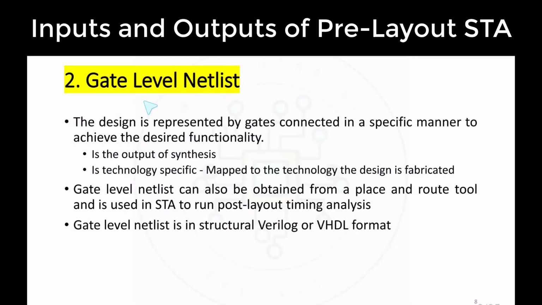Coming to the second input, that is the gate level netlist. The design is represented by gates connected in a specific manner to achieve the desired functionality. This gate level netlist is the output of synthesis and is technology specific. Mapped to a technology, the design is fabricated. Suppose you are working with 90 nanometer, then you need to give the .lib of 90 nanometer, and your RTL code will get mapped to the cells present within this .lib. Suppose it is 45 nanometer, then you have to give the .lib of 45 nanometer.